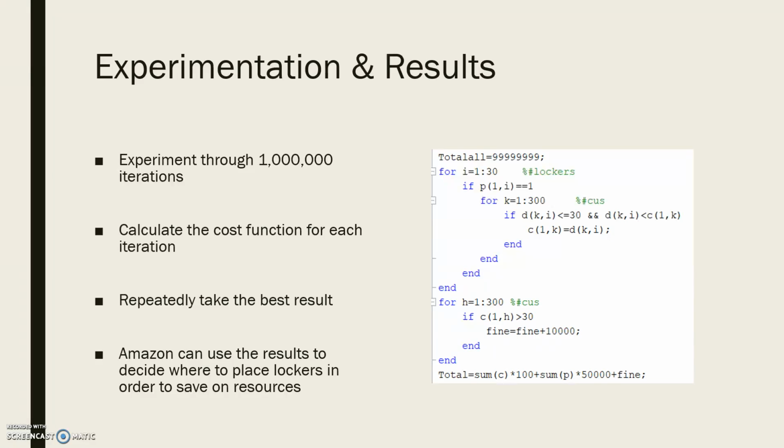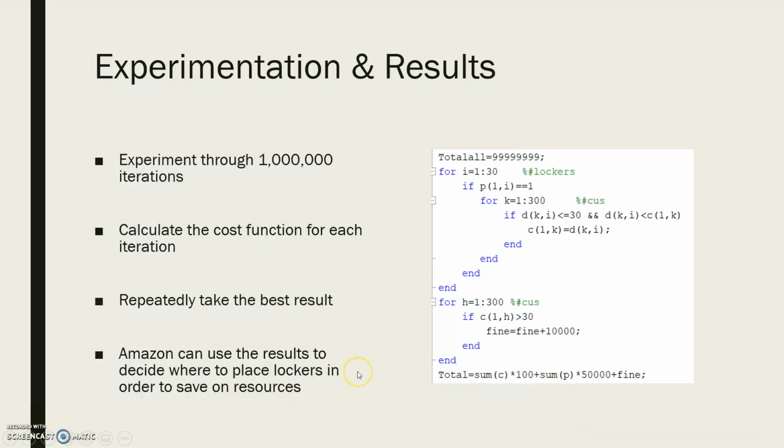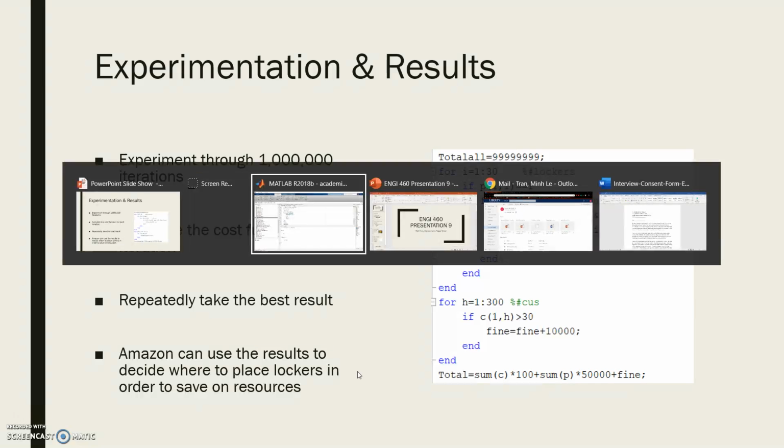We're going to use Matlab as the software for this one, and we're going to experiment through 1 million iterations, calculate the cost function for each one and then repeatedly take the best result. Amazon can use this algorithm to solve that problem, and this algorithm can be used to solve many more problems. Here I'm going to show you the Matlab code and how to run it in Matlab.